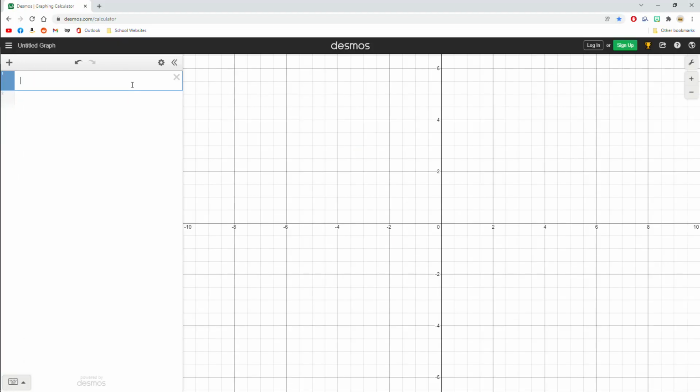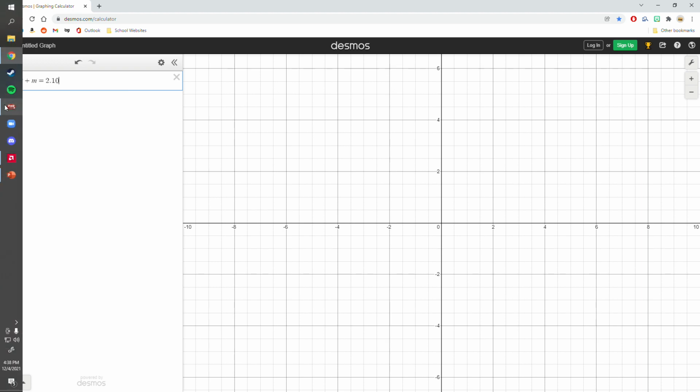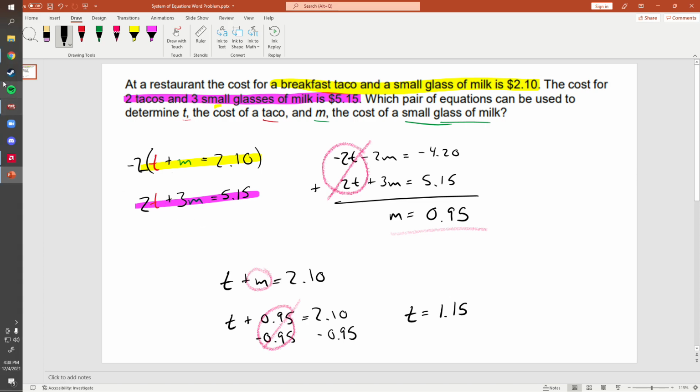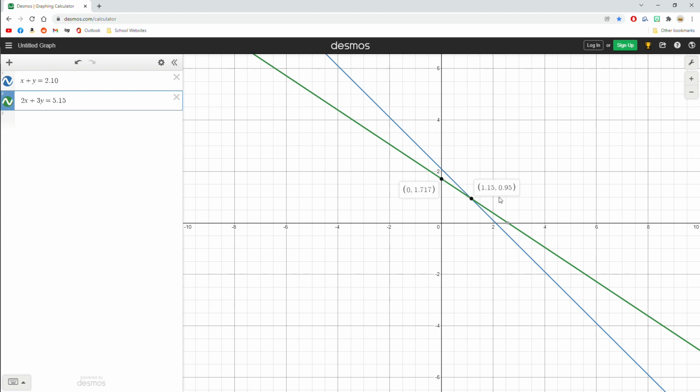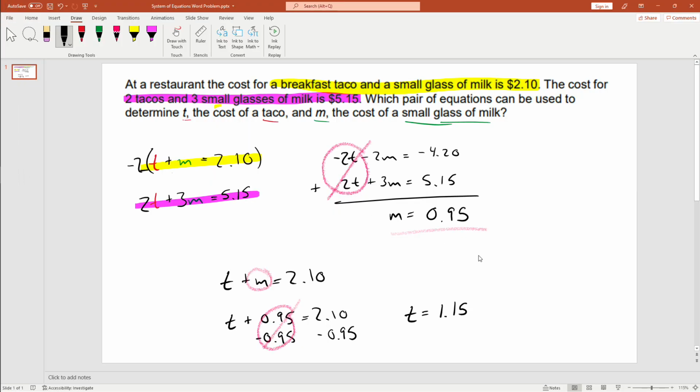Let's go back to my graphing calculator. T plus m equals 210. Let's see what else it was. 2t plus 3m equals 515. Remember, Desmos does not like you graphing things with variables other than x and y. So I'll replace t with x and m with y. I already see some graphs popping up, which is great. If I look at the intersection right here, they cross at the point 1.15, 0.95, which makes sense, right? Those are the two values that we got. 1.15, 0.95.